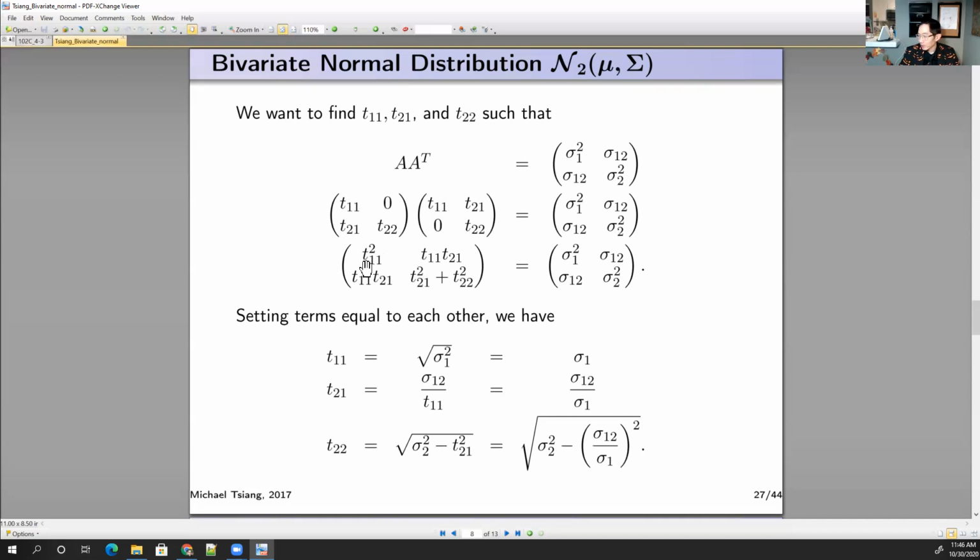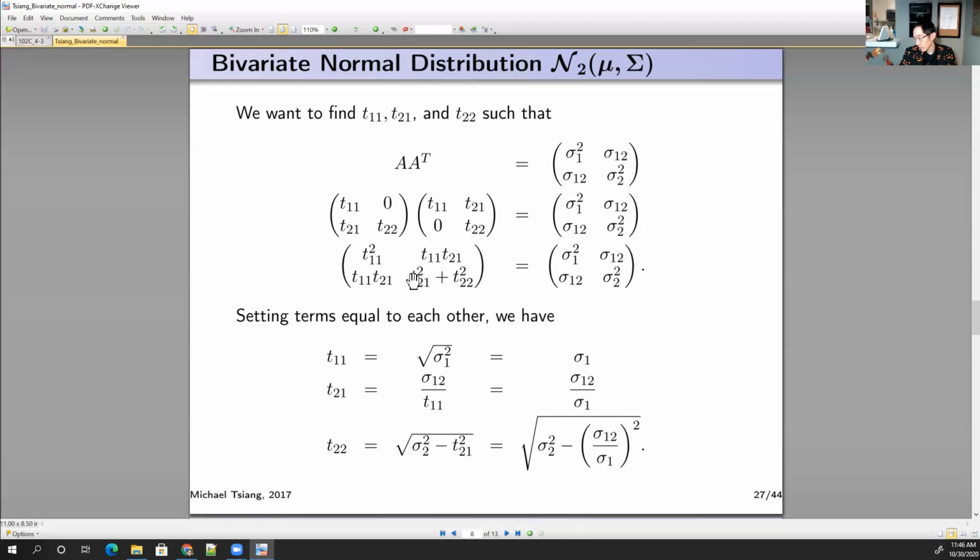And you multiply everything out. And so now I have a 2 by 2 matrix equal to this 2 by 2 matrix, and we're just going to set the terms equal to each other. We're going to say T11 squared is equal to sigma 1 squared. Okay, so that's easy. T11 is just going to equal sigma 1. And then we look at this term, T11 times T21 is equal to sigma 12. So I can say T21 is equal to sigma 12 divided by T11, and that becomes this.